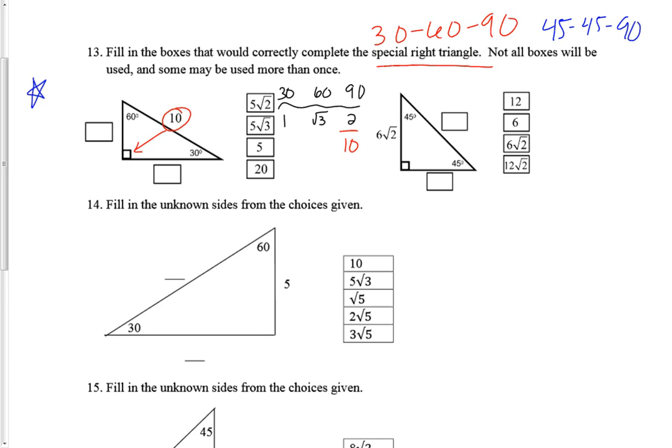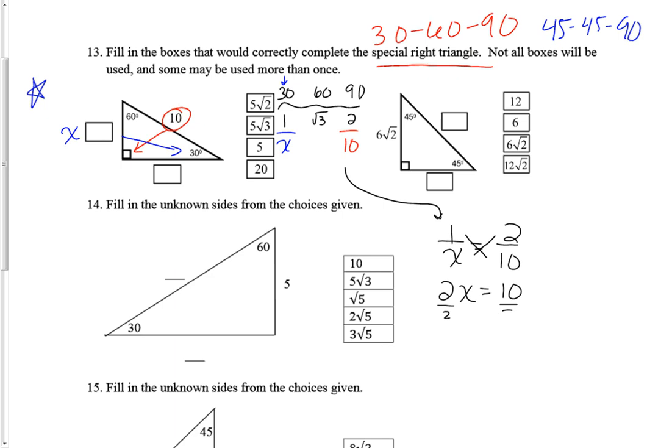Next, I'm going to find this side I have labeled x. X is across from the 30, so under the 30, I'm going to make a fraction with the 1. Now I'm going to take those two fractions and solve for x. So I set them equal. So I have 1 over x is equal to 2 over 10. When I cross multiply, I have 2x is equal to 10. Divide both sides by 2, and I have x is equal to 5.